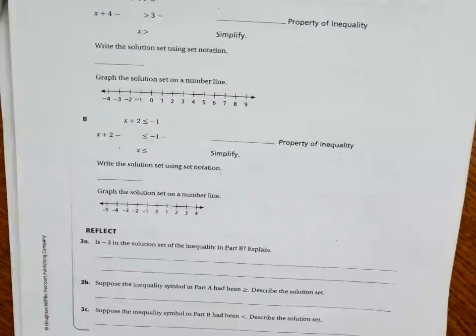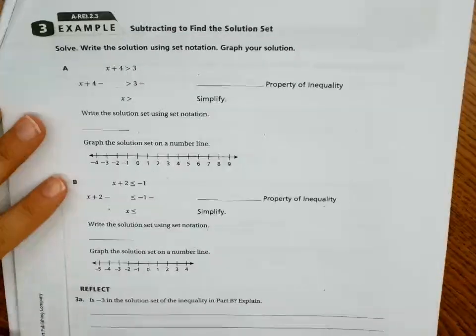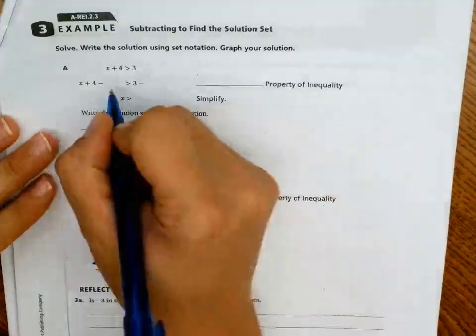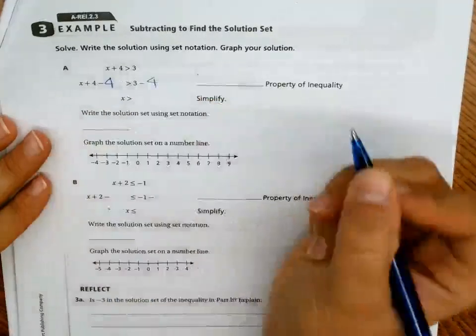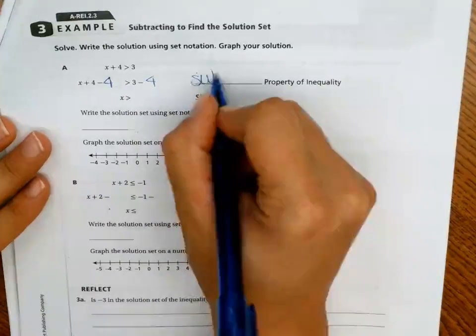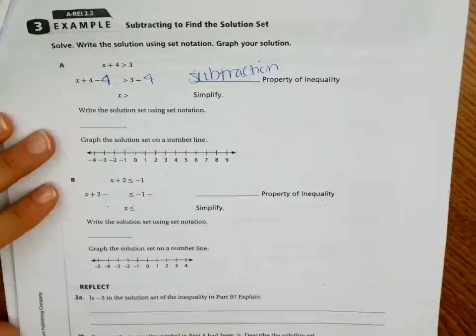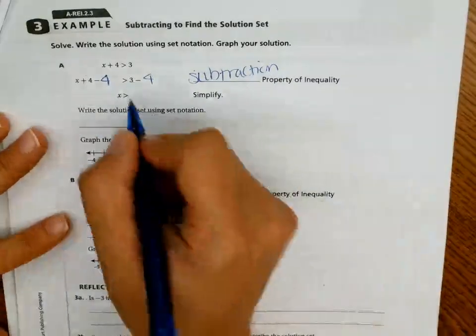Okay. Solve, write the solution using the solution set, graph your solution. X plus 4 is greater than 3, so we need to subtract 4 from both sides. Subtraction property of inequality. X is greater than negative 1.